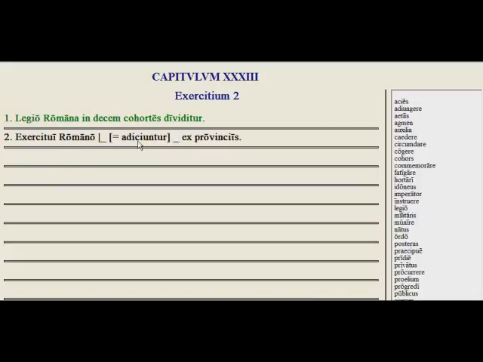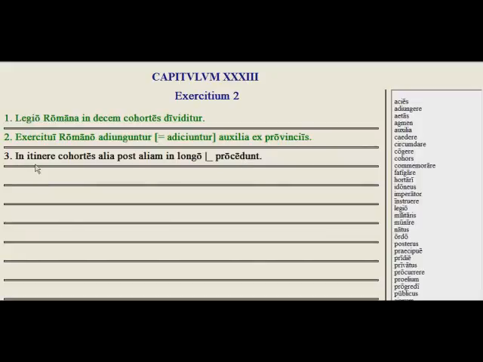Exercitui Romano blank blank ex provinciis. And we learned a new word for adiciuntur. They're added to, or are joined to, and that word was adjunguntur. So to the Roman army are added, what's added from the provinces? Auxiliary troops. Auxilia.